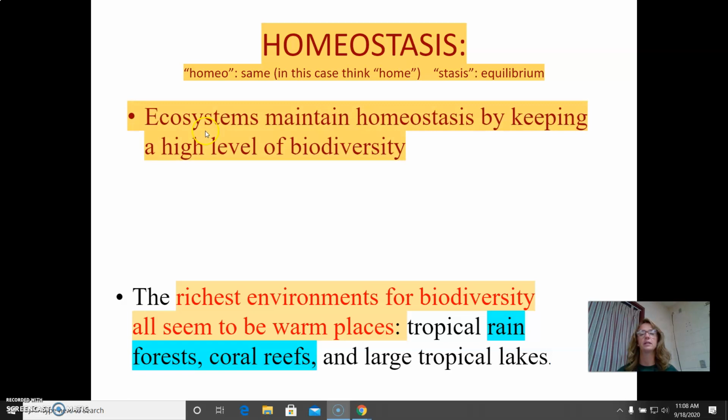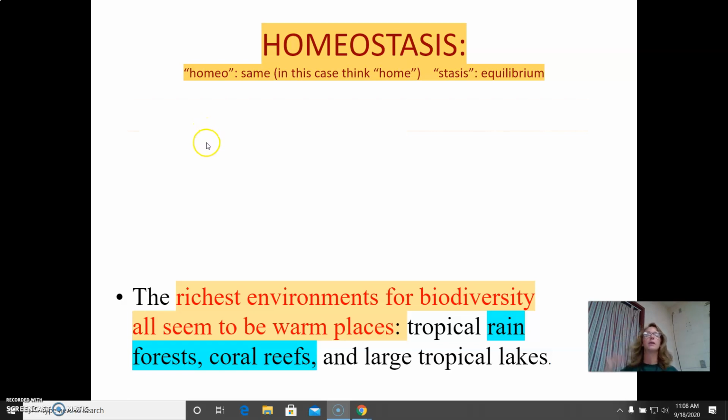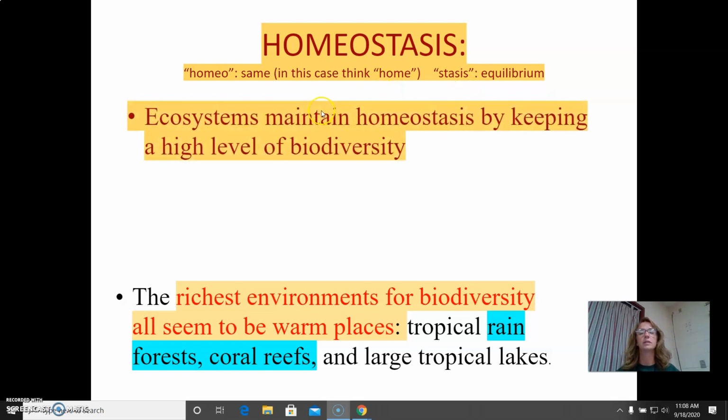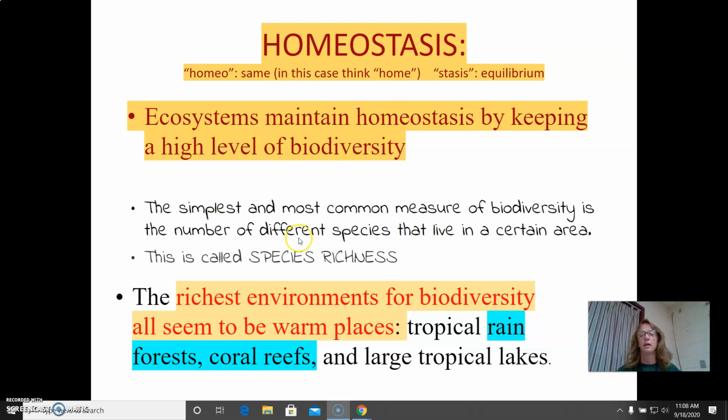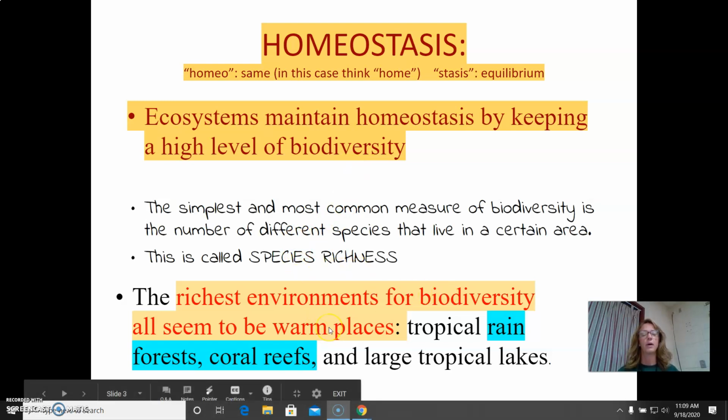All right, homeostasis is a word you will hear all the time. I want you to think of it as stability in the home. And ecosystems maintain stability in their home, whatever that ecosystem is, by having a high level of biodiversity. The best places for biodiversity on our planet tend to be warm and wet. So tropical rainforest and coral reefs have the highest levels of biodiversity, and because they do, they are super important for the health of our entire planet.